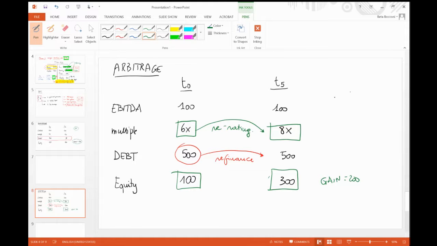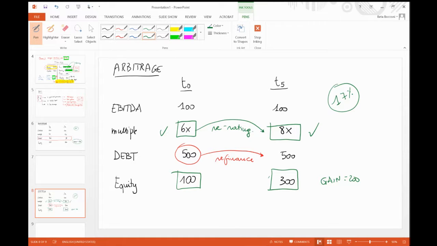Permira uses this arbitrage strategy, contributing 17% of the total capital gain of this company. Also in this case, there is not a hands-on approach. There is simply a bet that the market will re-rate the appreciation of that specific asset. And this is what happens. Again, a pure financial strategy. Buy low, sell high. Okay?